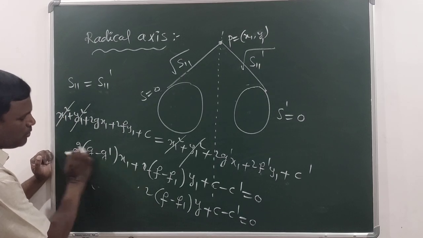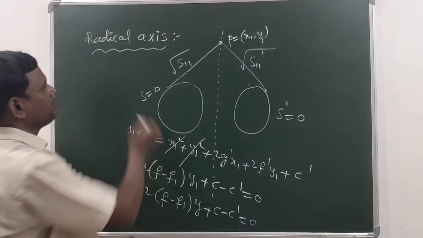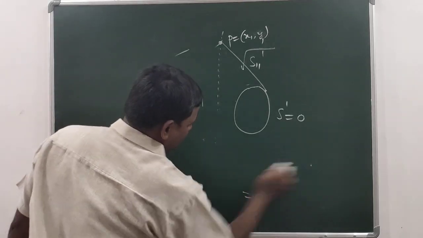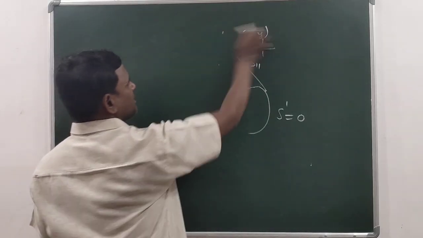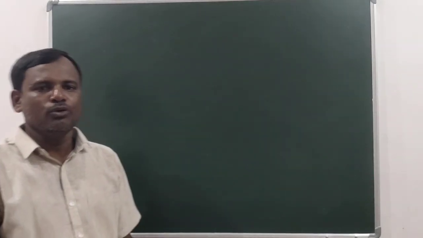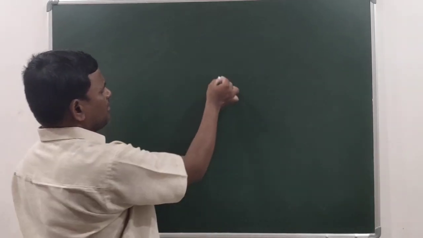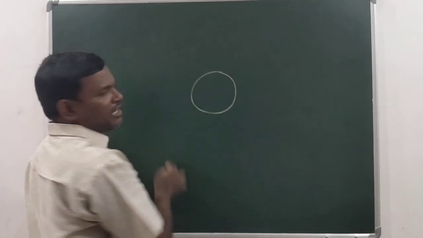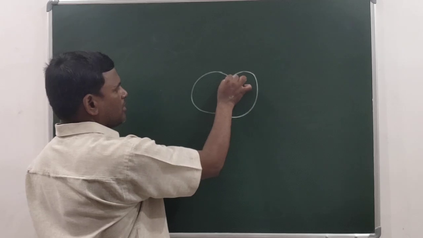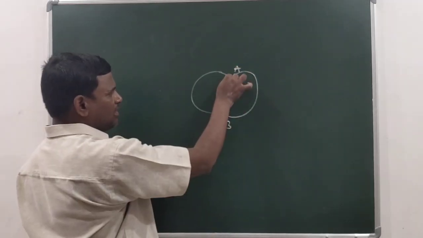Now let us learn the properties of this radical axis. Properties of radical axis. Axis is singular, axes is the plural word. Right students? See, suppose the circles are intersecting at two points A and B. Now this is the common chord, no?